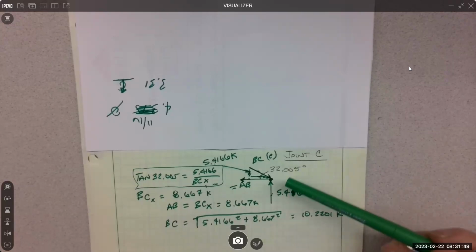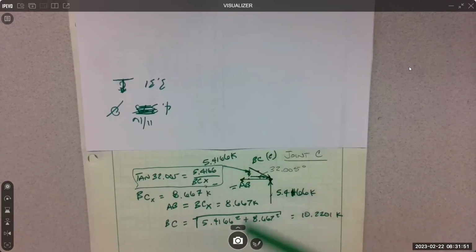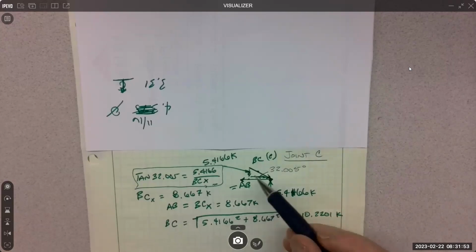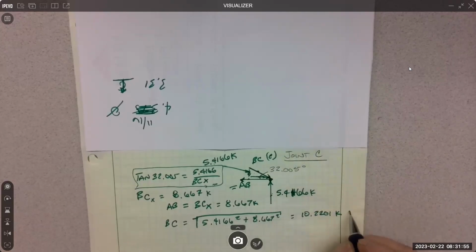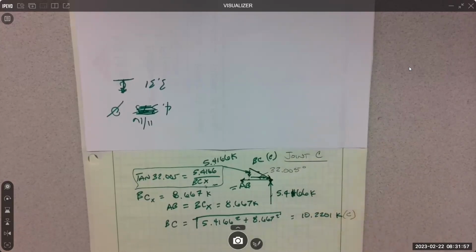All right, so this joint is solved. I know BC is in compression, and I'm gonna explain why that rule is that rule. And AB is what? If it points away, it's in tension. And we do need to know if it's in compression or tension. When we get to strength of materials, that's a different analysis.